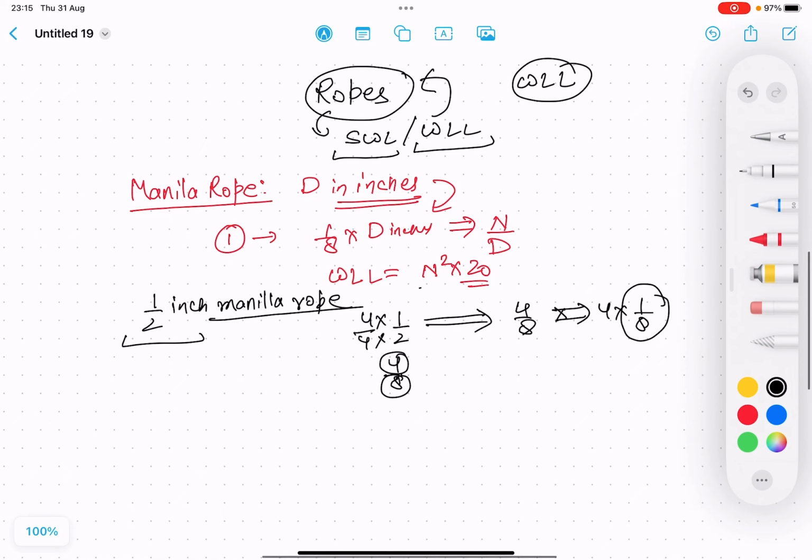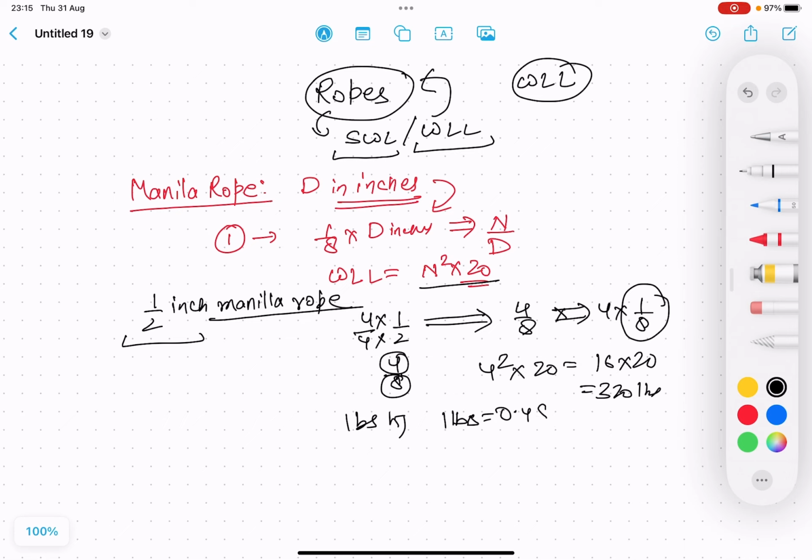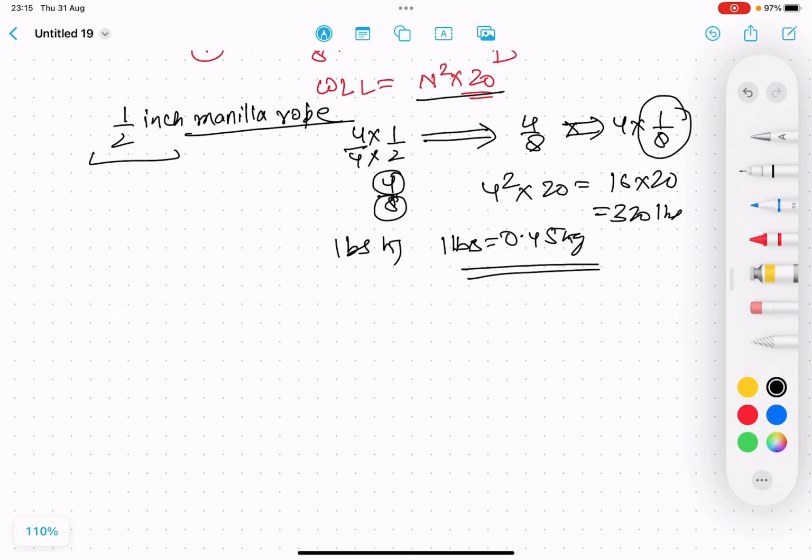So what is the numerator squared into 20? 4 squared into 20. 4 fours are 16, into 20, so it becomes 320 pounds. If you want to convert pounds into kg, then 1 lb is equal to almost 0.45 kg. You can use this conversion. It is a very simple thing. Hope this is clear to you all. This is the case of the Manila rope.